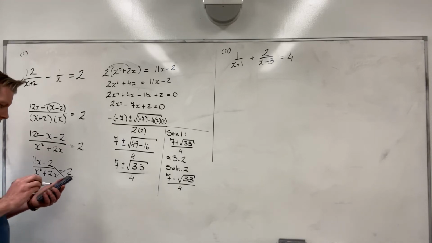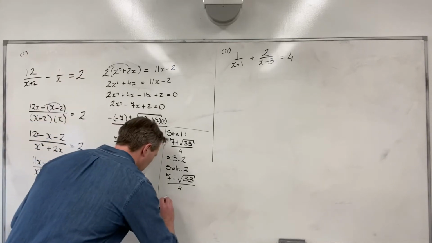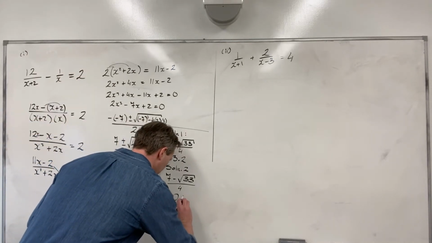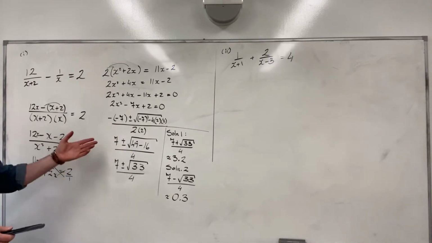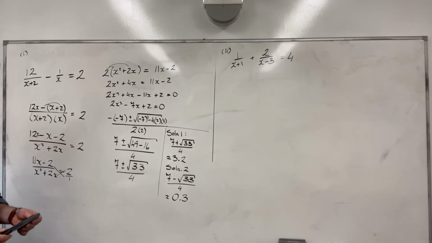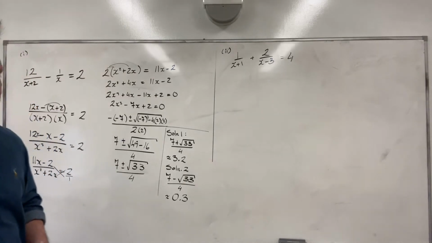And that is 0.3. And those are my two solutions to this quadratic equation right here, the two solutions to my equation. All right, so that's one done. Let's try the second one.